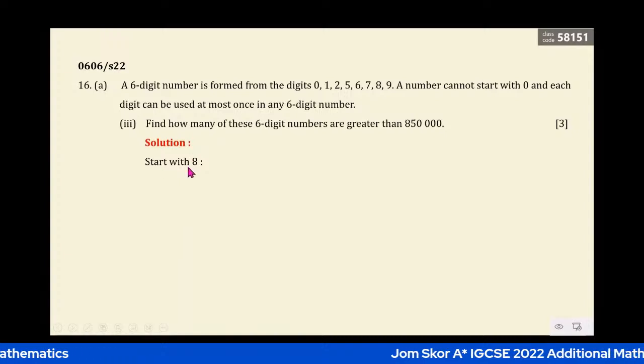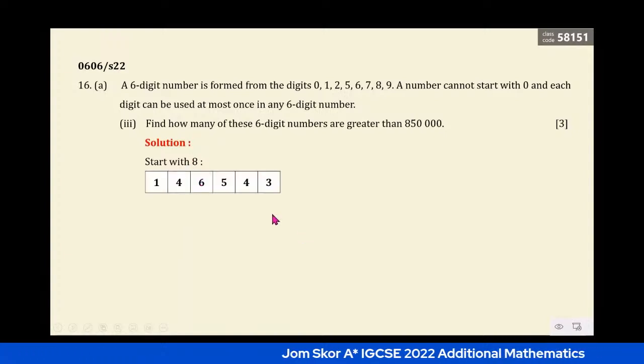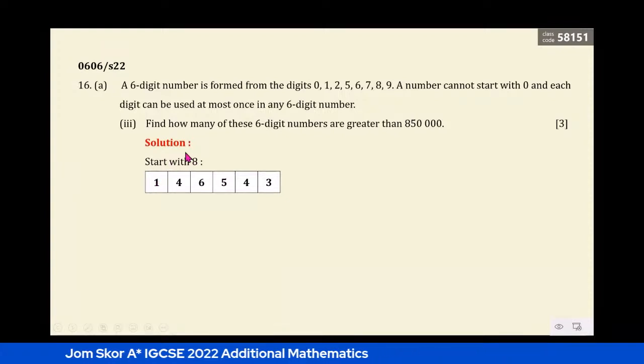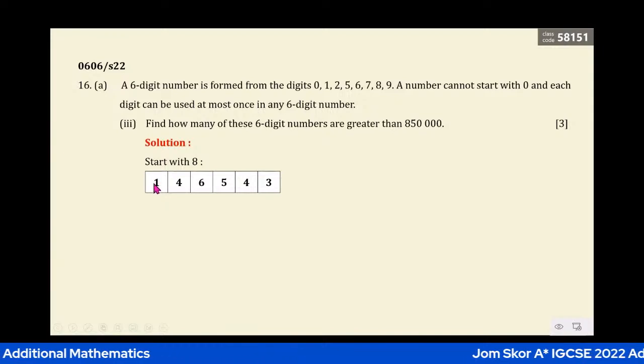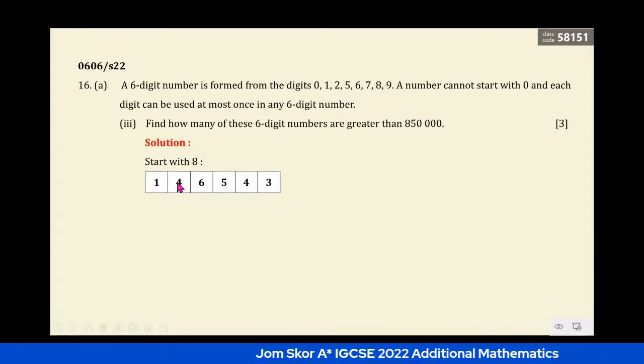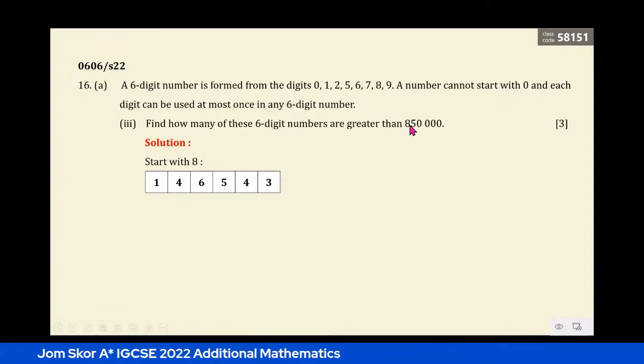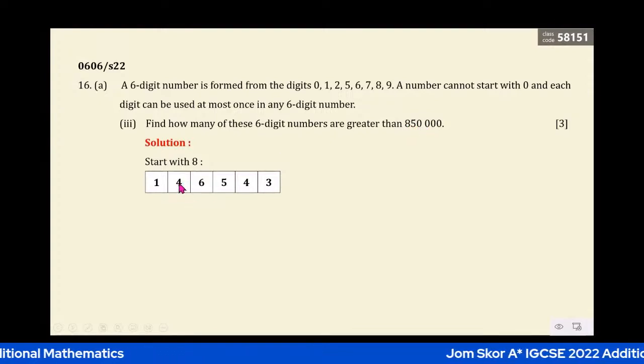Kalau start with 8. Alright, so start with 8. Depan ni memang confirm 8 lah. Sebab kita dah consider dia, kita kata number must start with 8. So here must be number 8. Okay, second place. Second place because the number must be greater than 850,000. So nombor sini mesti 5 and above.